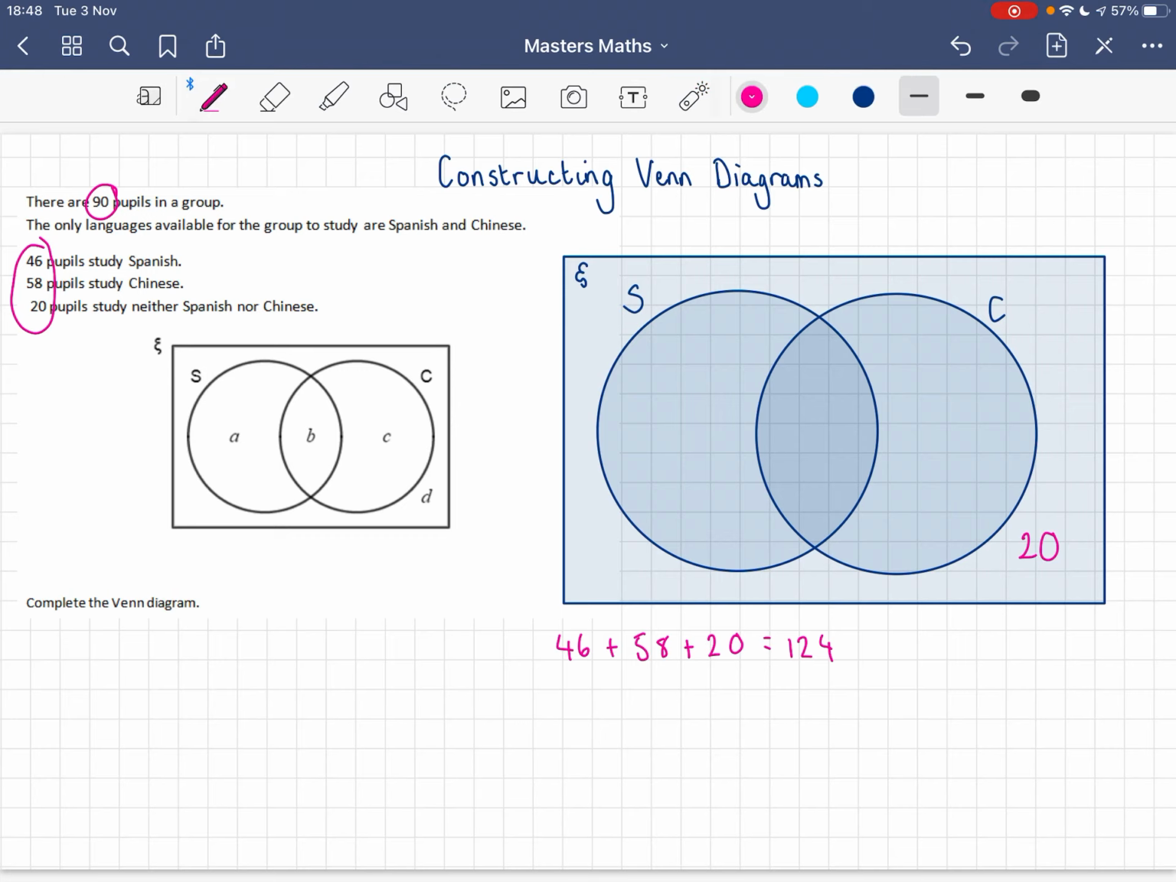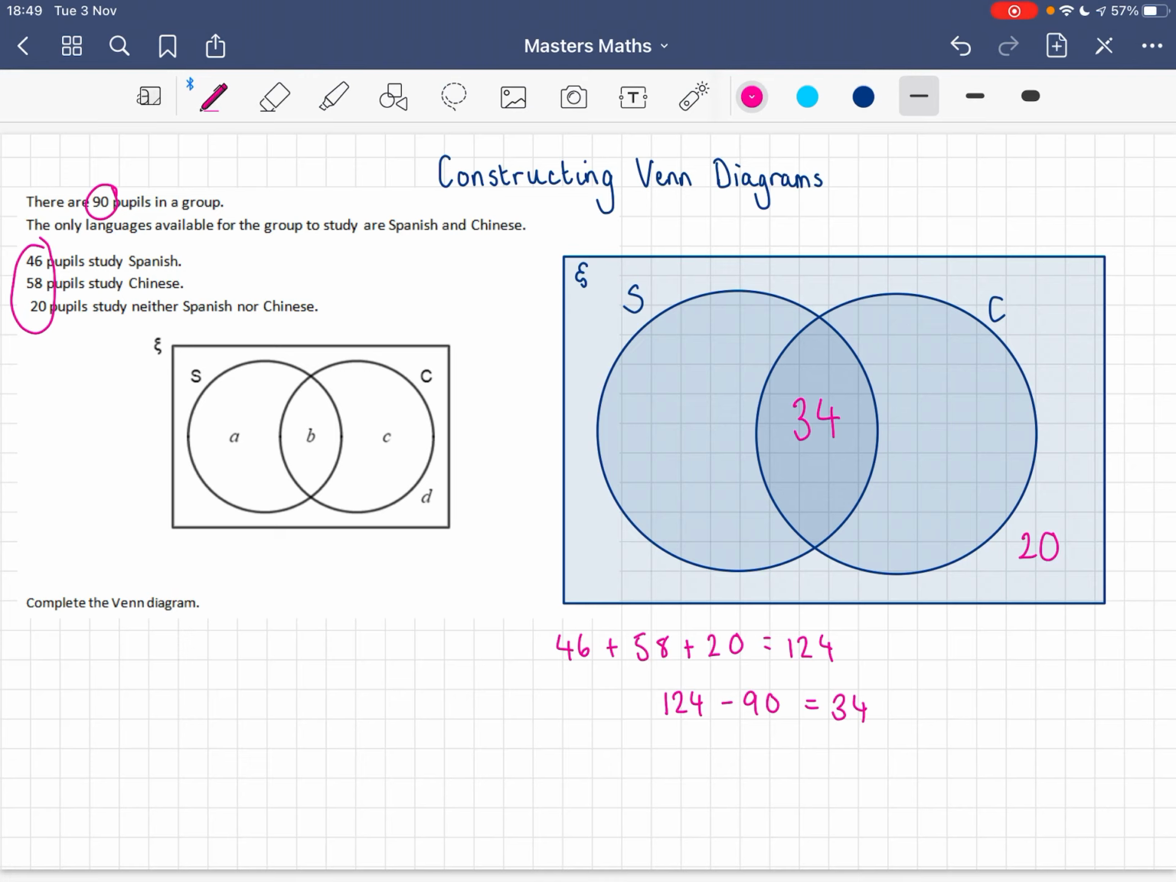We have 124 students, but we've counted some of them twice. So if we take the 90 away, you get 34. So that 34 is the overlap. That is the students who do both, and that needs to go in the middle. And from there, we can work out how many students just do Spanish and how many students just do Chinese.